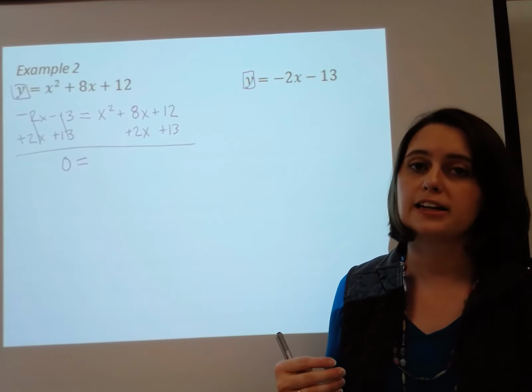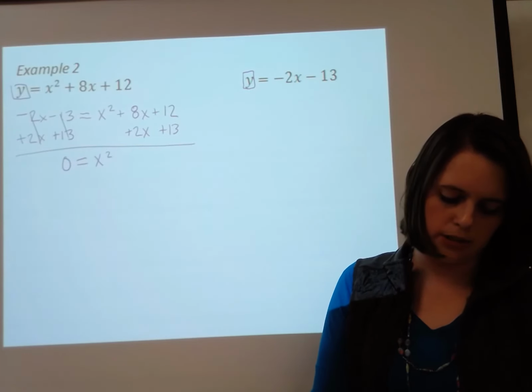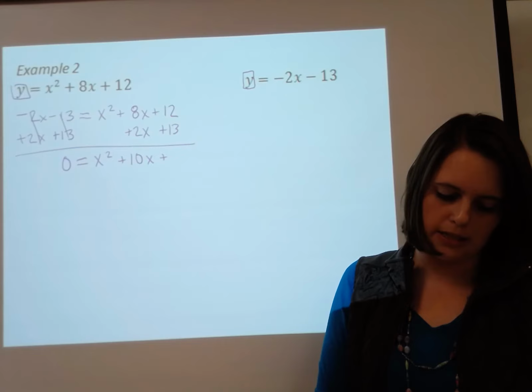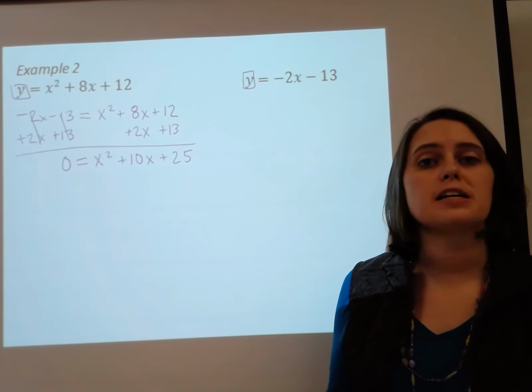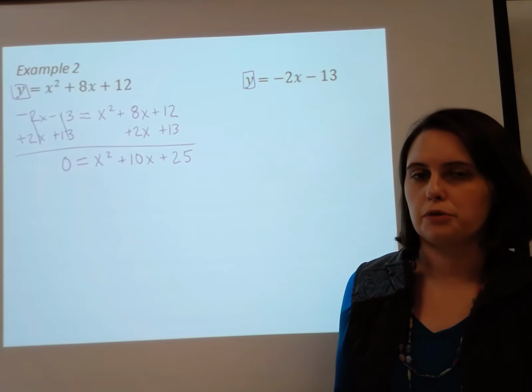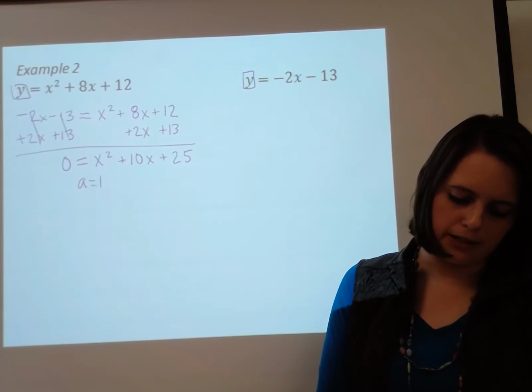And then we'll combine our like terms for the right-hand side. We have x squared. 8 plus 2 gives us 10x. And 12 plus 13 gives us 25. Because I solved the last one by factoring, I'll show this one solving by the quadratic formula. So for our quadratic formula, we need our a, b, and c.